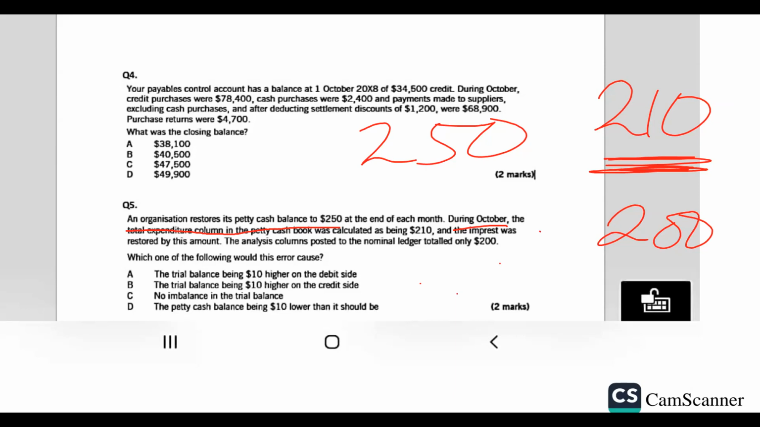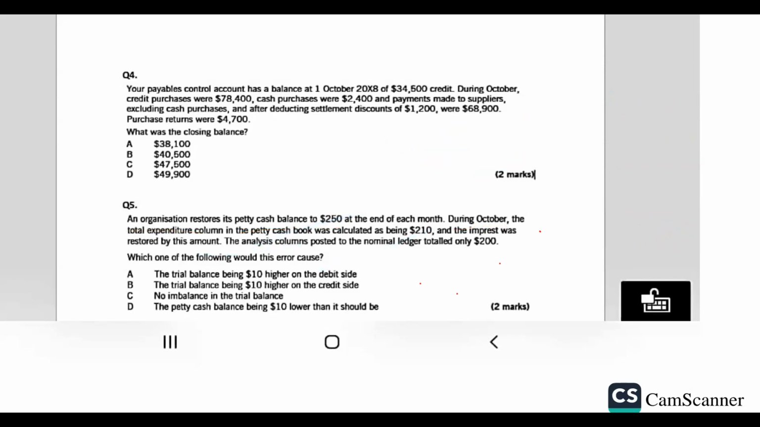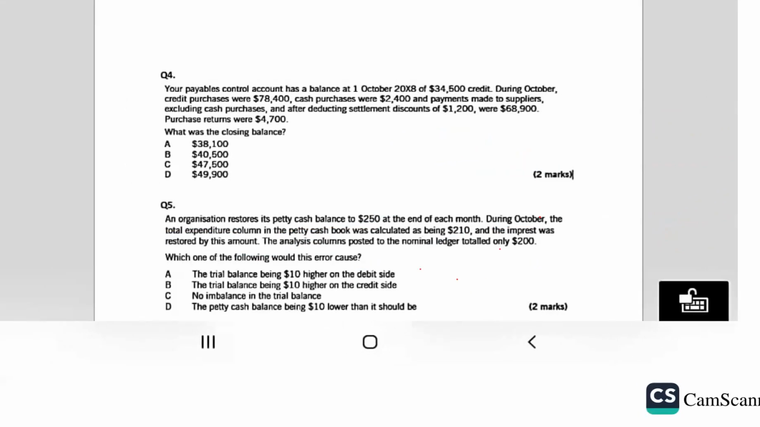Okay, so what is the answer? The answer is D. Someone is saying D. Why do you say it is D? Because we are dealing with a petty cash balance. So the answer is D or B. Which one is the answer? D.